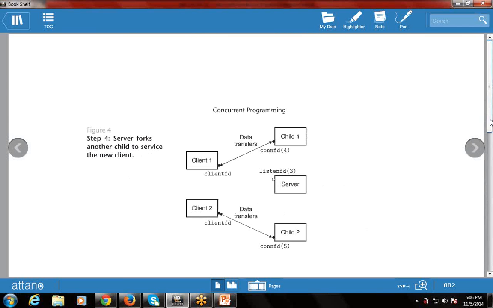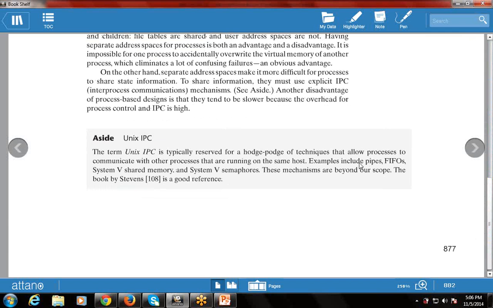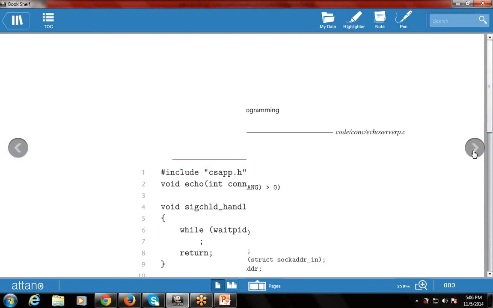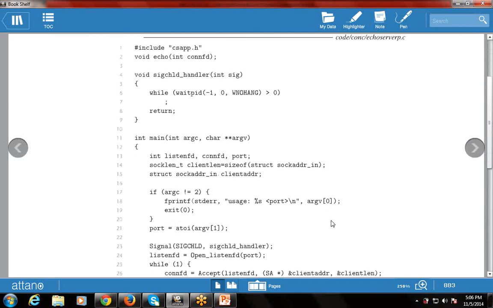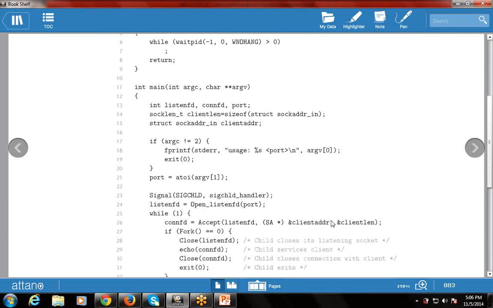So in simple terms, if a question arises, what is IPC? IPC is a technique that allows different processes to communicate with other processes that are running on the same host. That is, if there are 4 clients running on the same server, IPC means inter-process communication on the same server. Those 4 clients can communicate with each other, which is why it is known as inter-process communication. The condition is that it is on the same server, on the same machine.